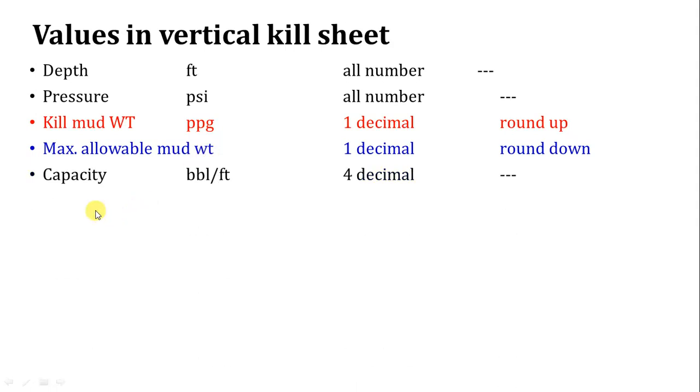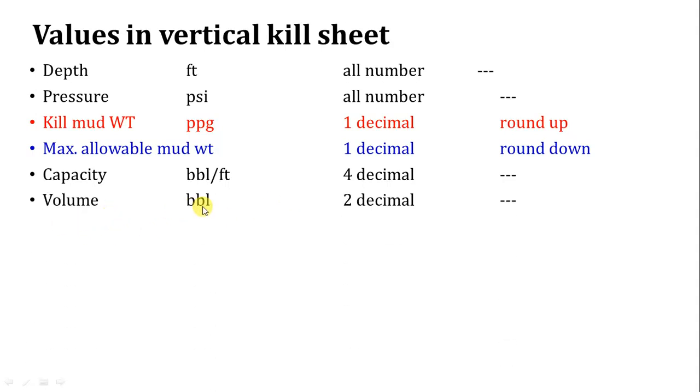Okay. The capacity is in barrels per foot and it goes to four decimals. There's no problem about this. Take all the numbers on the calculator. No problem with it. Okay.